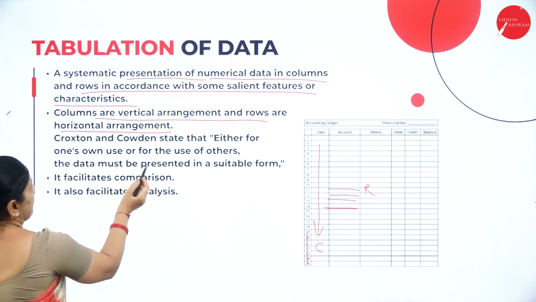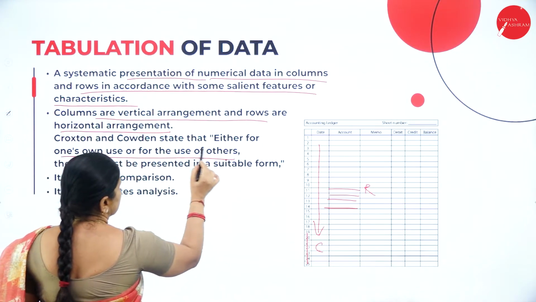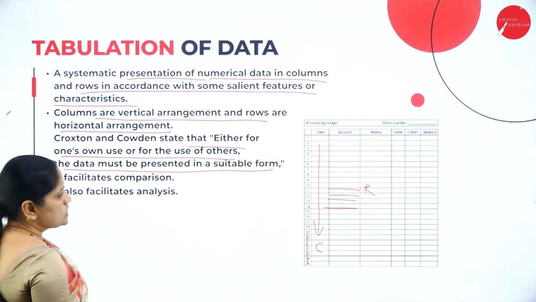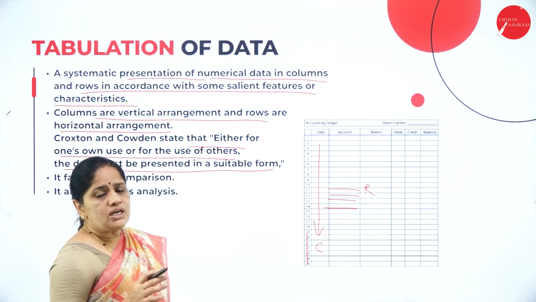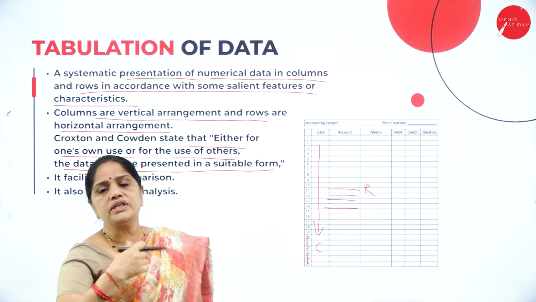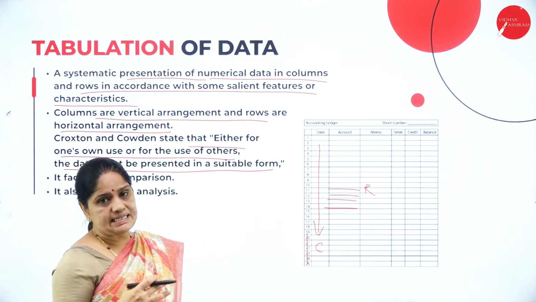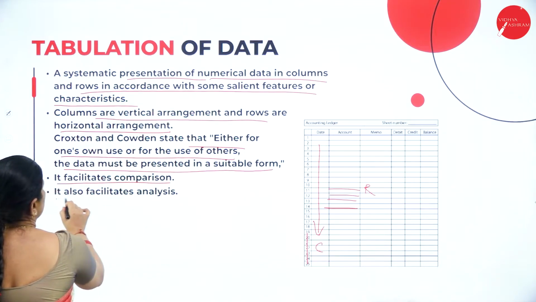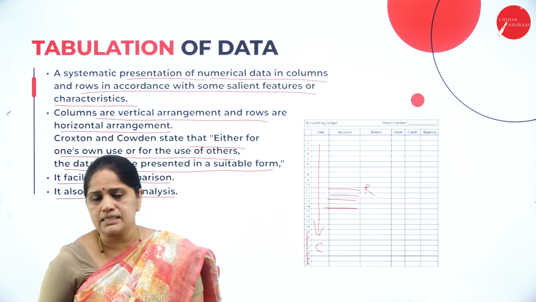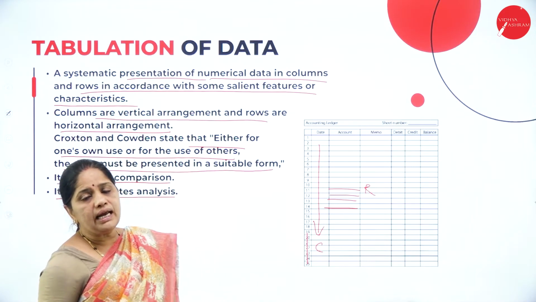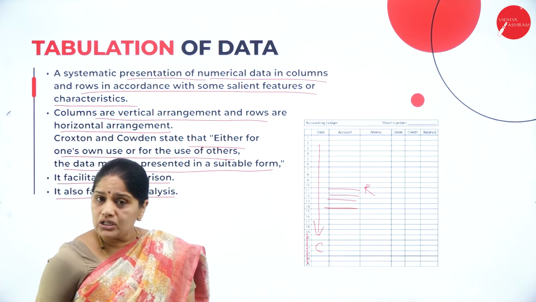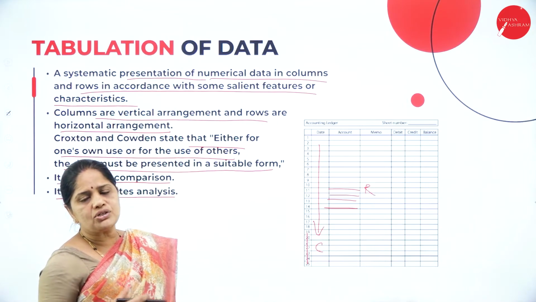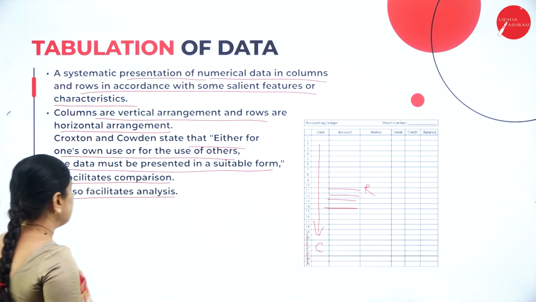Croxton and Cowden state that either for one's own use or for the use of others, the data must be presented in a suitable form. So whatever data we are collecting, whether it is for our own use or for the use of somebody else, we have to present it in a table, because it facilitates comparison and also facilitates analysis. When you are tabulating the data, it helps in comparing the data and in studying the figures given. It helps us draw more inferences from whatever is given in the data.